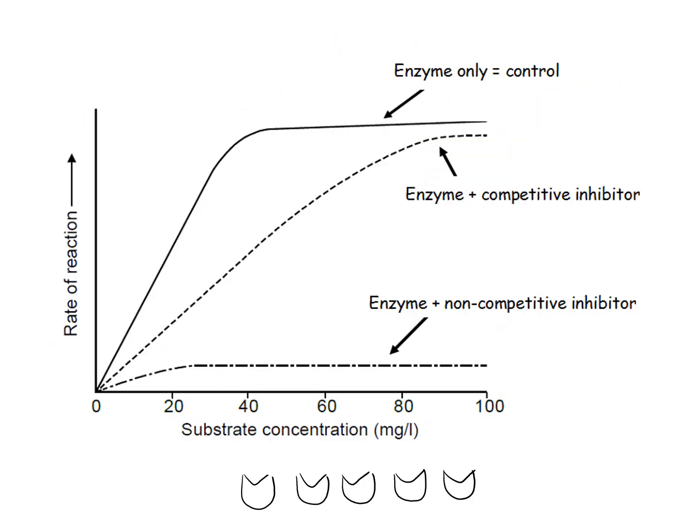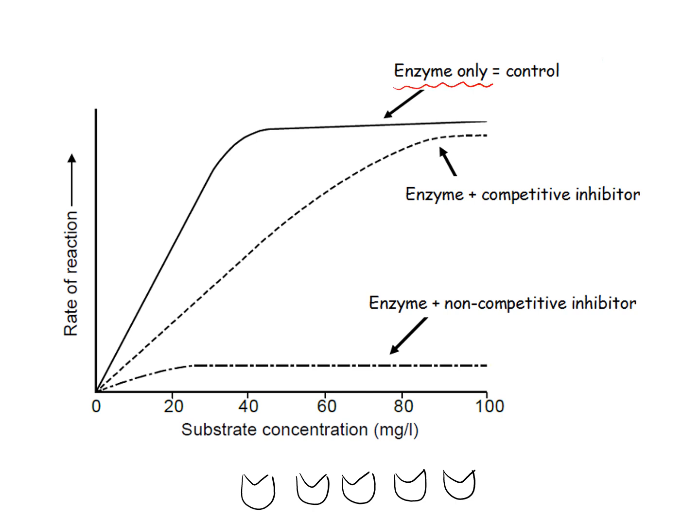Okay, so what we should be able to do for our exam is look at a graph like this, and we should be able to describe what is happening. We should be able to identify which line is showing which type of inhibitor just based on the results, based on the rate of reaction.